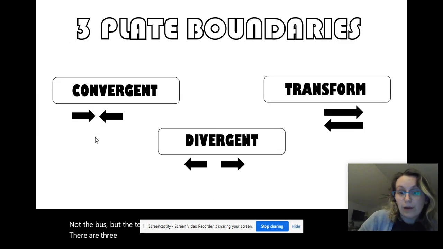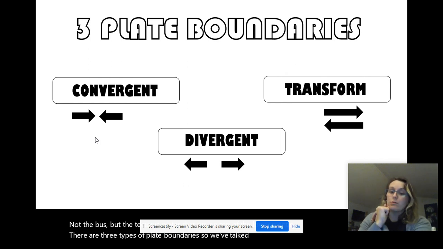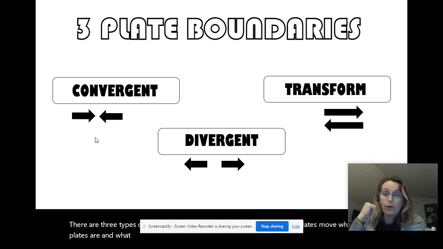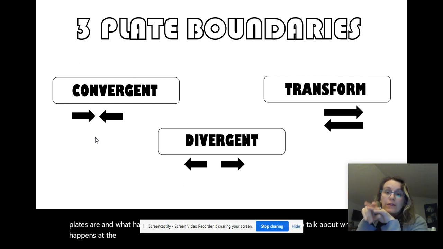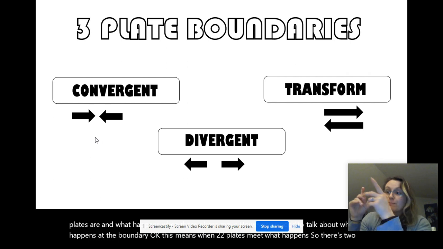Now, there are 3 types of plate boundaries. So we've talked about why the plates move, what the plates are, and what happens when these plates move. However, we need to talk about what happens at the boundary. Okay, this means when two plates meet, what happens. So there's 2 things that are going to happen.